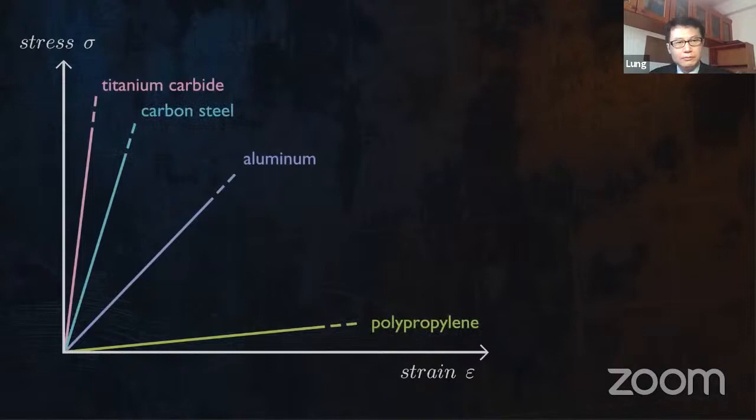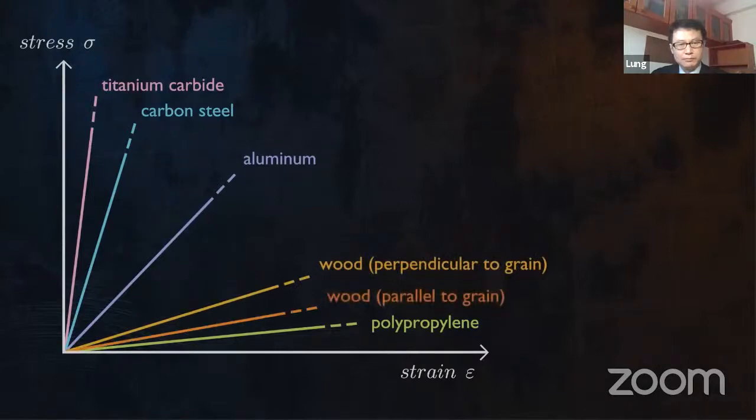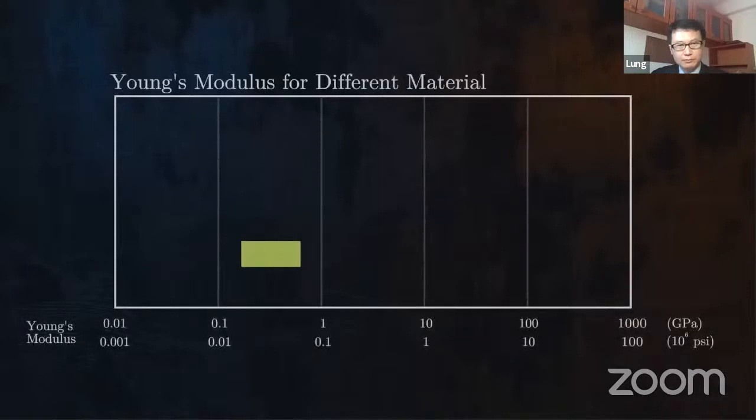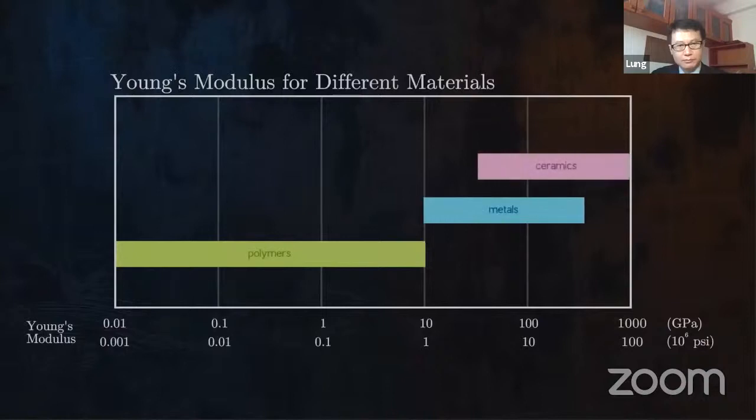Different materials can have vastly different values for Young's modulus. For anisotropic materials like wood or composites such as carbon fiber, the value of Young's modulus will depend on the direction in which the load is applied. This graph shows the range of typical Young's modulus values for polymers, metals, and ceramics. In general, ceramics have higher values of Young's modulus, metals have slightly lower values, and polymers have much lower values.